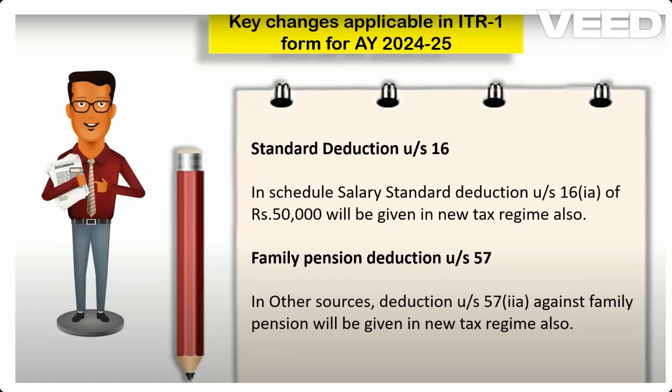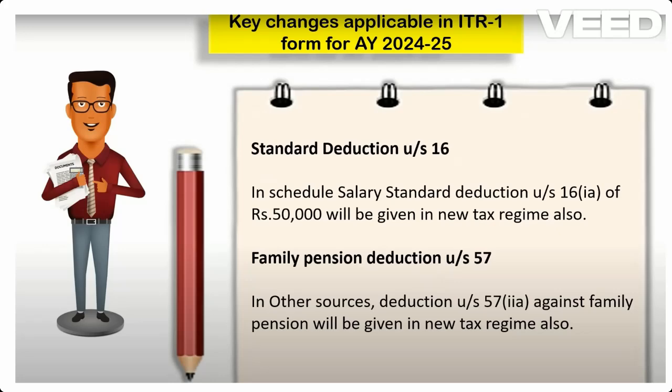This is for individual pensioners, a fixed amount which can be subtracted from their gross salary or pension income to reduce the taxable income. So if your taxable income is 50,000, as per the standard deduction 50,000 will be subtracted, so you need not pay any taxes there.